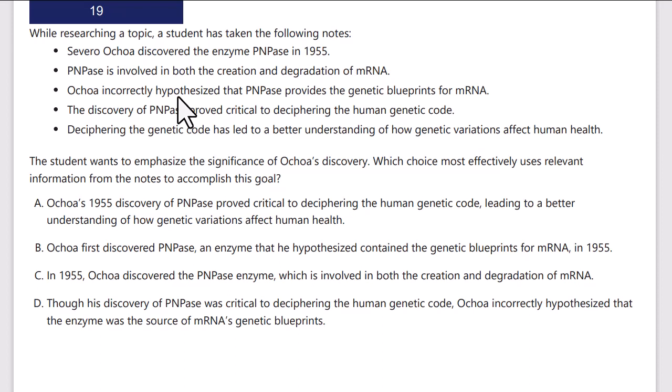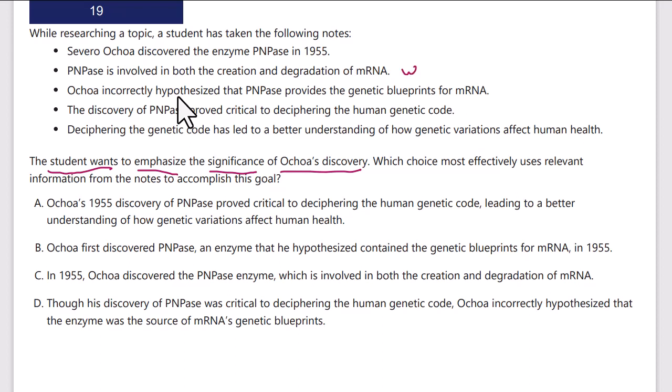Okay, we're looking at bullet points, a rhetorical synthesis. The student wants to emphasize the significance of Ochoa's discovery. So what is Ochoa's discovery and why is it important? Ochoa discovered the enzyme PNPase in 1955. PNPase is involved in the creation and degradation of mRNA.